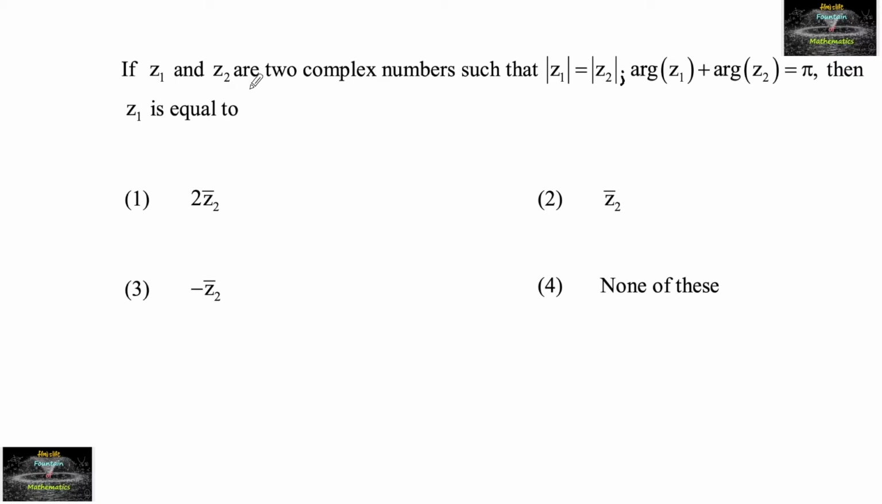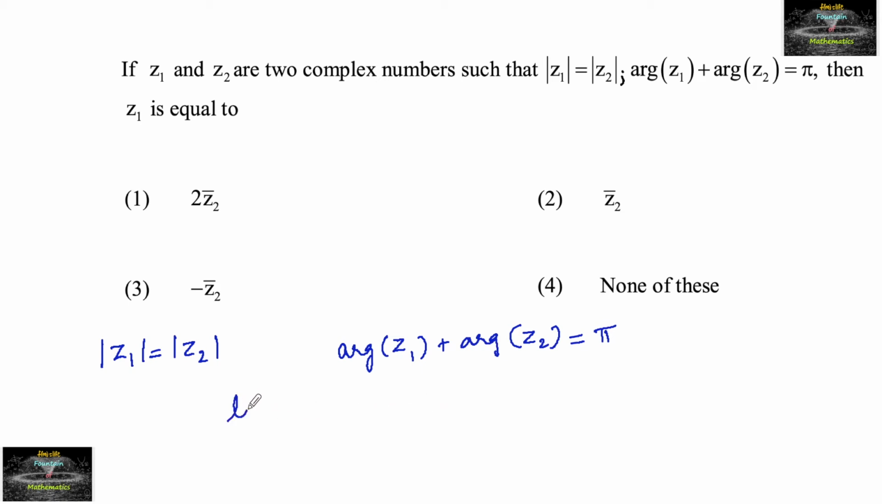If z1 and z2 are two complex numbers such that mod z1 is equal to mod z2, and argument of z1 plus argument of z2 is equal to pi, then z1 is equal to which among the four options?